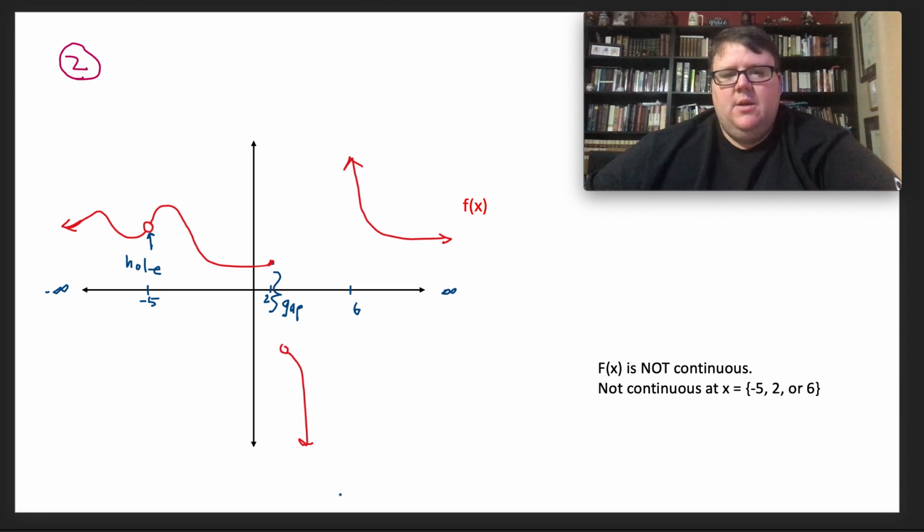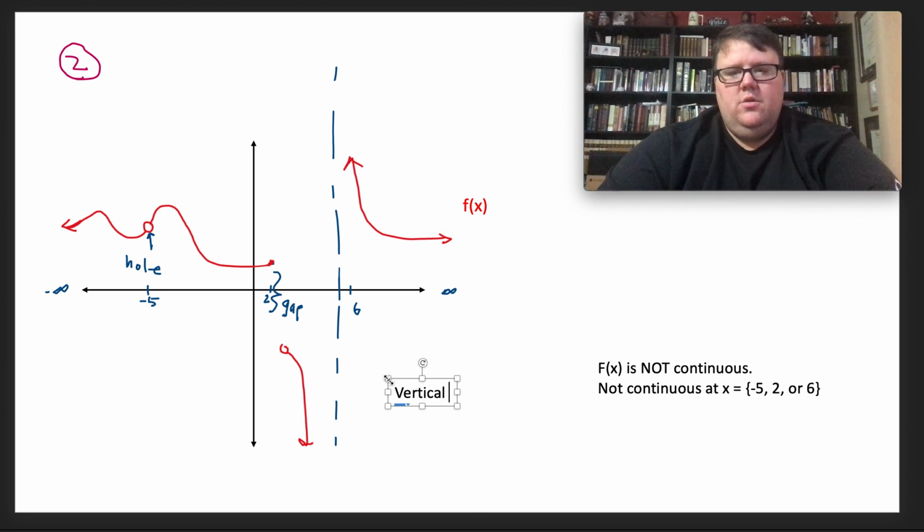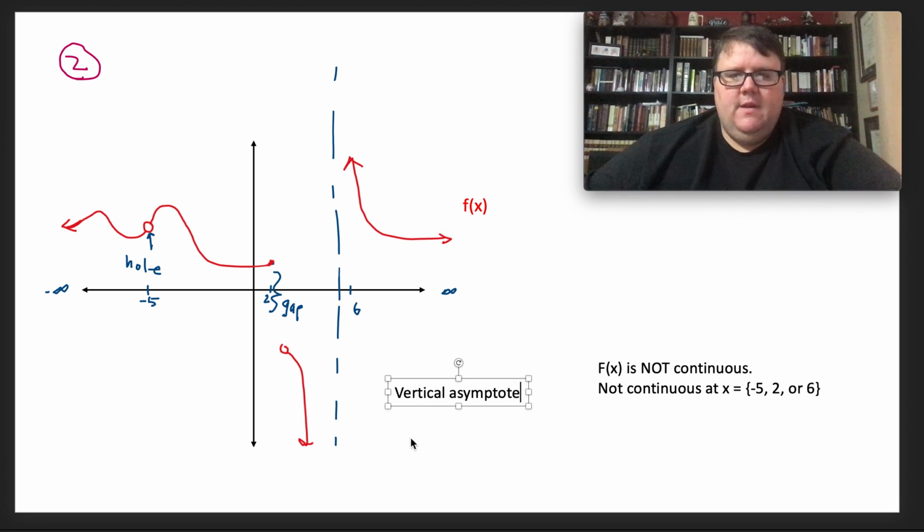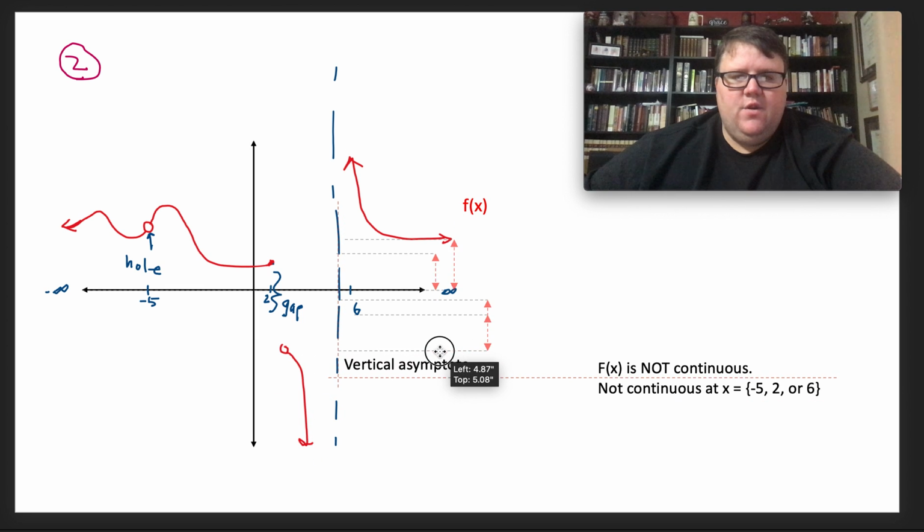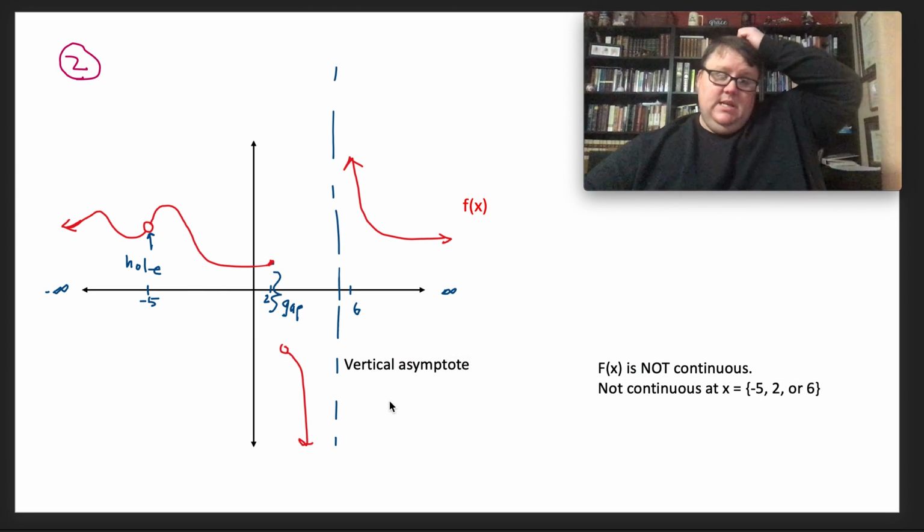So right here is something a little bit different. From 2 I jump down to here, and then my graph goes down, but then all of a sudden it's picked up at the top where it's going up to infinity. What we call that is a vertical asymptote. So that is a vertical asymptote at x equals 6.